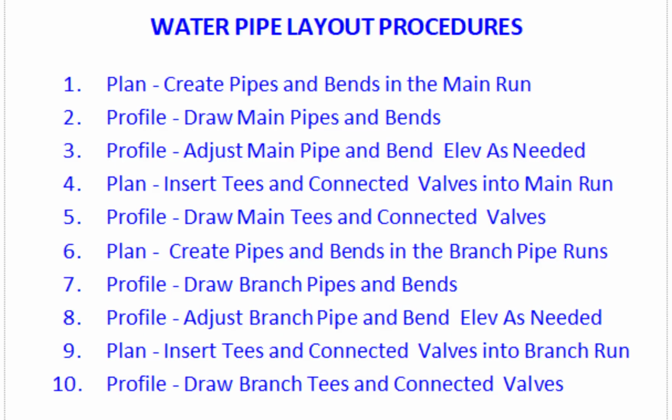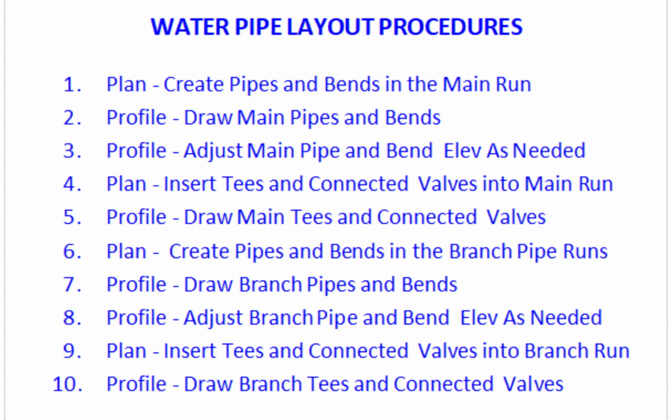1. In plan, create pipes and bends in the main run. 2. In profile, draw main pipes and bends. 3. In profile, adjust main pipe and bend elevations as needed. 4. In plan, insert T's and connected valves into main run. 5. In profile, draw main T's and connected valves.